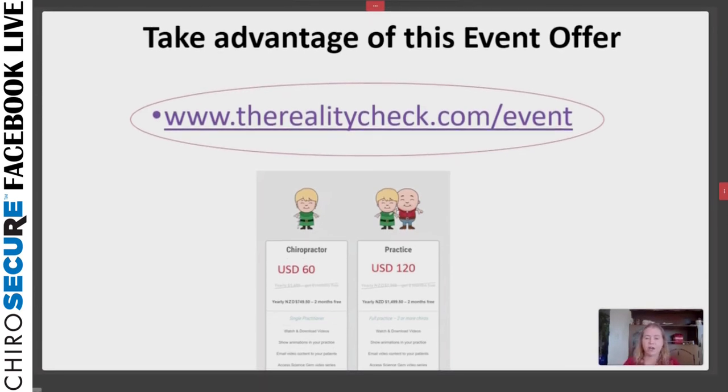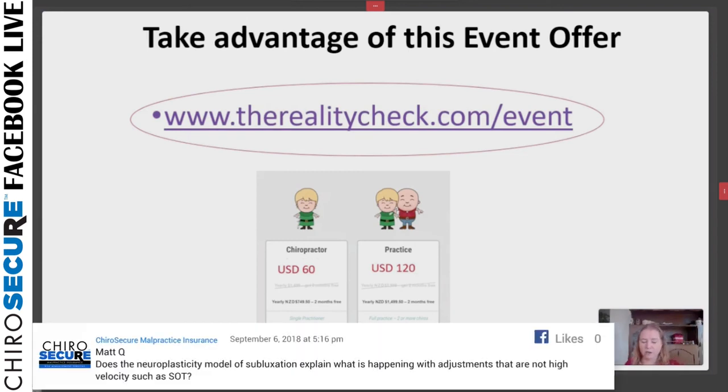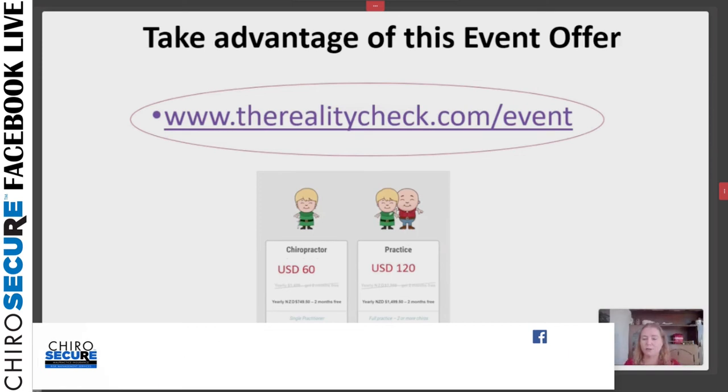So I just think that the different types of adjustments will have an effect on the different types of mechanoreceptors that are in the tissues that you're actually working on. So I hope that answers that one. Does the neuroplasticity model of subluxation explain what is happening with adjustments that are not high velocity, such as SOT? So the question now is, does the neuroplasticity model also explain what's happening with like low force techniques? And I kind of really answered that already, haven't I? Because it does. It's just that it's not necessarily going via the muscle spindles.